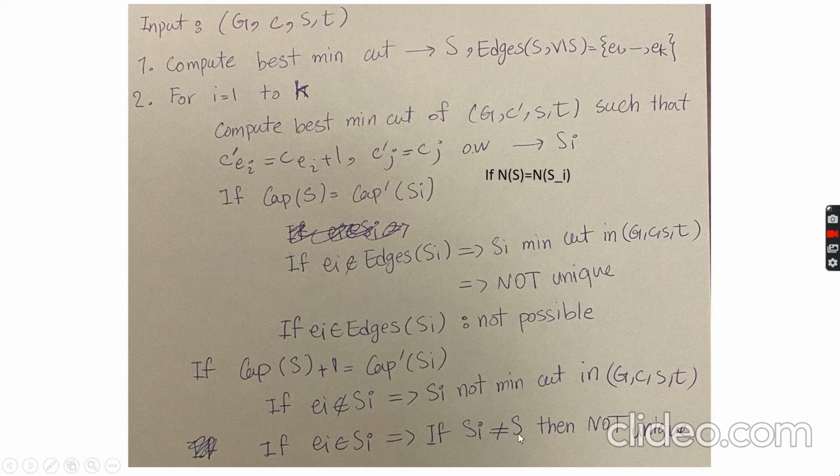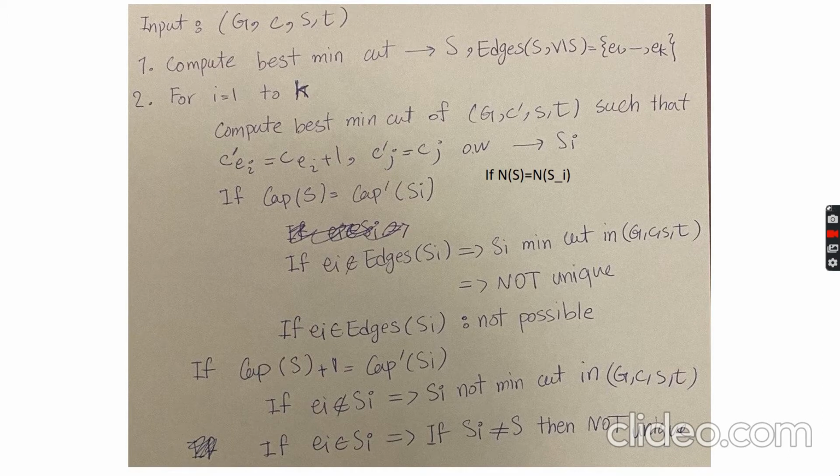But what we need to check here is that SI is not equal to S. Because it is possible that we find S again, but if it is, then that doesn't mean that S is not unique. So we need to do this check here. And if they were not equal, then we'll return not unique. And have in mind that these are the only 2 points where you return something during your loop. And if you did not return anything during all the iterations of your loop, in the end you're going to have to return true, which would say that if neither of these cases ever happen, then that means that the best min cut is indeed unique.